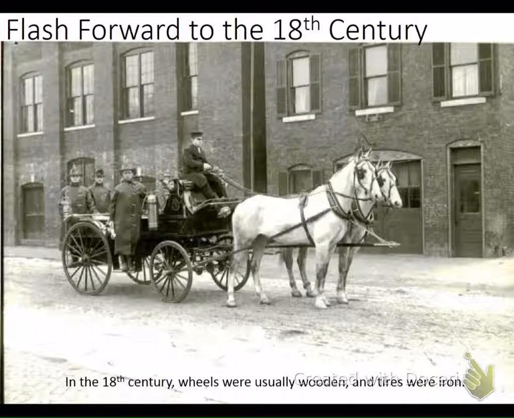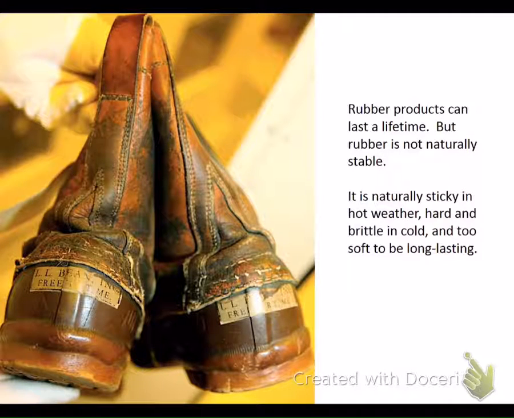So these were some of the challenges leading into the 1800s and this real drive for inventors to try to change natural rubber into a substance with slightly different properties. So the properties of natural rubber are not what we usually think of. We think of rubber products as lasting a lifetime, but that's actually synthetic rubber that's long-lasting. Natural rubber is not stable. It's actually sticky in hot weather, hard and brittle in the cold, and too soft to be long-lasting. So you can imagine those are not ideal properties for the different applications that we use rubber for today.